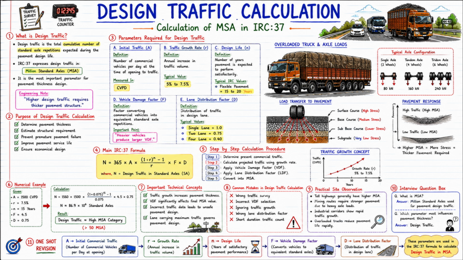No practical site observation. Toll highways generally have higher MSA. Mining routes require stronger pavement. Industrial corridors show rapid traffic growth. Overloaded trucks reduce pavement life rapidly. अब यही actual field observations हैं.